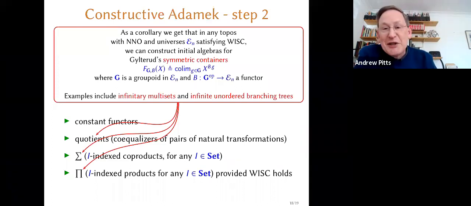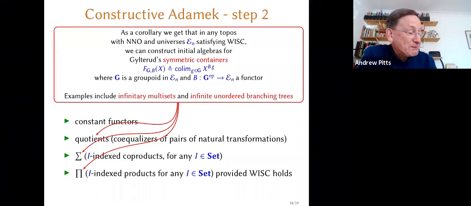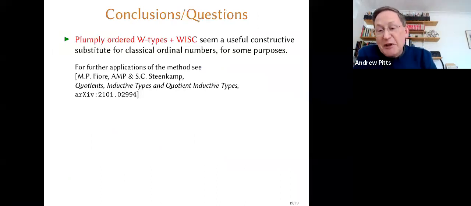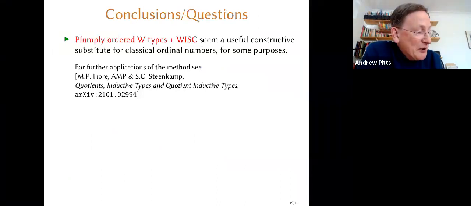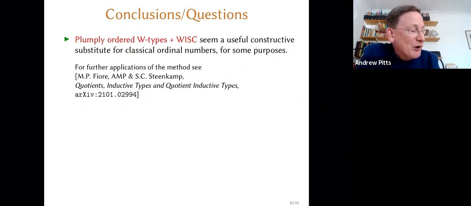So there are examples of new things that we get in this way. So what have I shown you? I would say that the plump ordered W types, at least where you've got the setting of this whisk axiom around, seem to be quite an interesting constructive substitute for classical ordinal numbers, at least for some purposes.